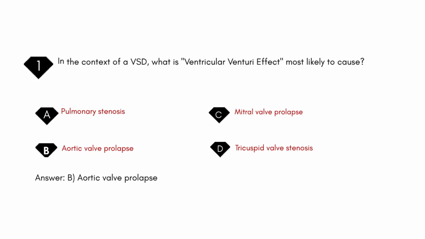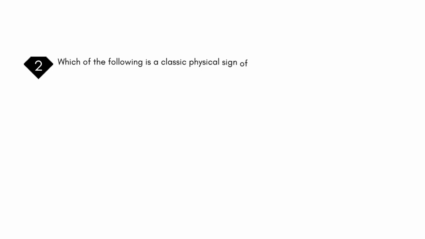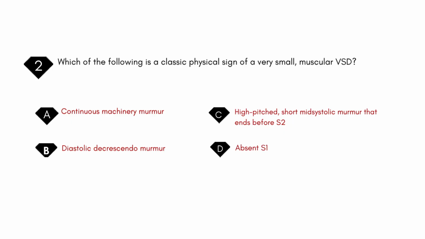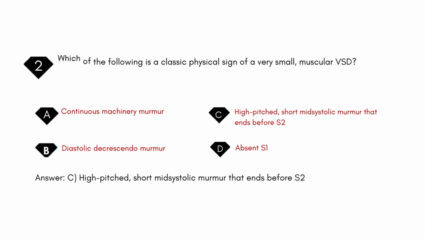Aortic valve prolapse. Which of the following is a classic physical sign of a very small, muscular VSD? A. Continuous machinery murmur. B. Diastolic decrescendo murmur. C. High-pitched, short mid-systolic murmur that ends before S2. D. Absent S1. Answer: C. High-pitched, short mid-systolic murmur that ends before S2.